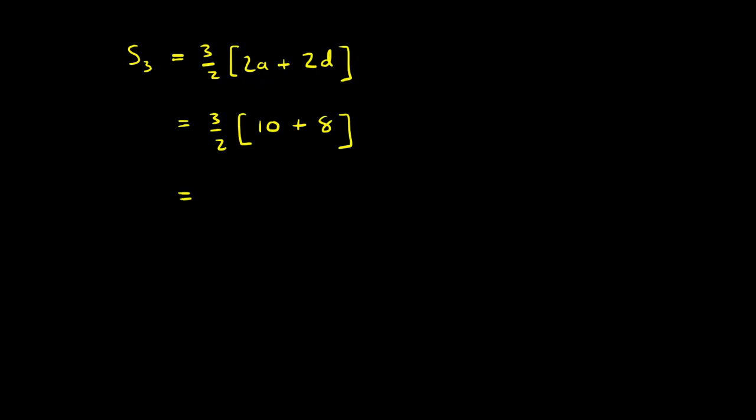So we're going to have 3 upon 2 times 18. So we divide 18 by 2, we get 9, and 9 times 3 is 27. So the sum of the first 3 terms should be 27.